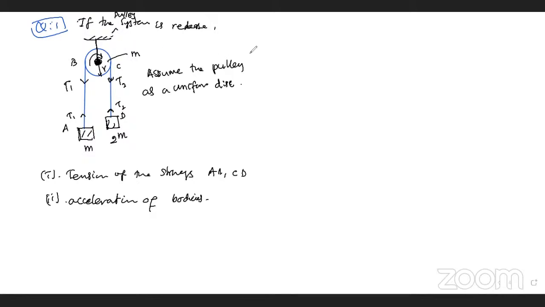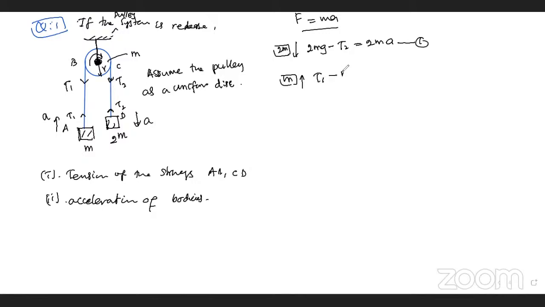Using F equals ma, I take this mass going down with acceleration a and this going up with acceleration a. For the 2m mass going downward, the weight 2mg minus the tension T2 equals 2m times a. For the m mass moving up, T1 is the upward force, the downward force is mg, the mass is m, and the acceleration is a.